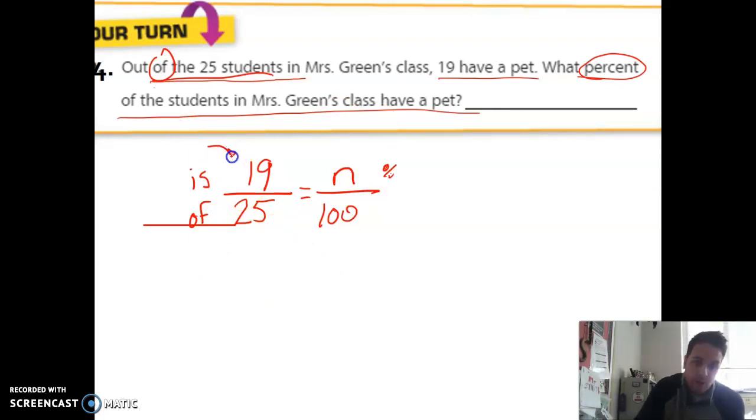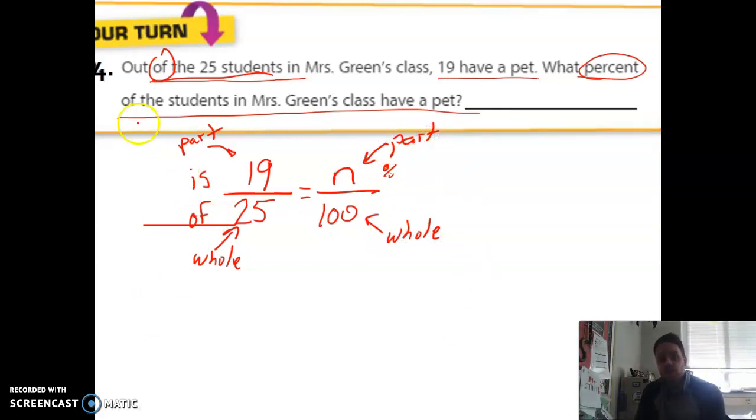So remember, here's my part. This is my whole group. 19 out of the 25. Over here's my whole, which would be 100, because I'm dealing with the part, which is the percent. Okay, so again, you're getting this example number 4 in your notebook. And then, thankfully, we know a lot about solving proportions.